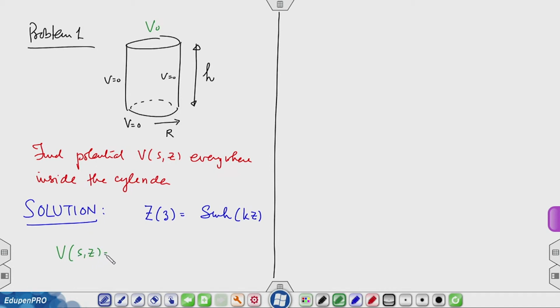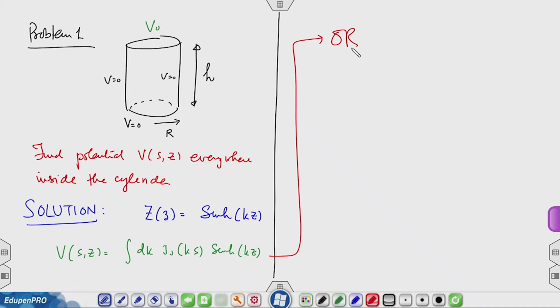s z is going to be equal to integral dk J0 k s sine hyperbolic k z, or summation m J0 k m s sine hyperbolic k m z. Which one will it be? Let us find out. For this, I need the other boundary condition.